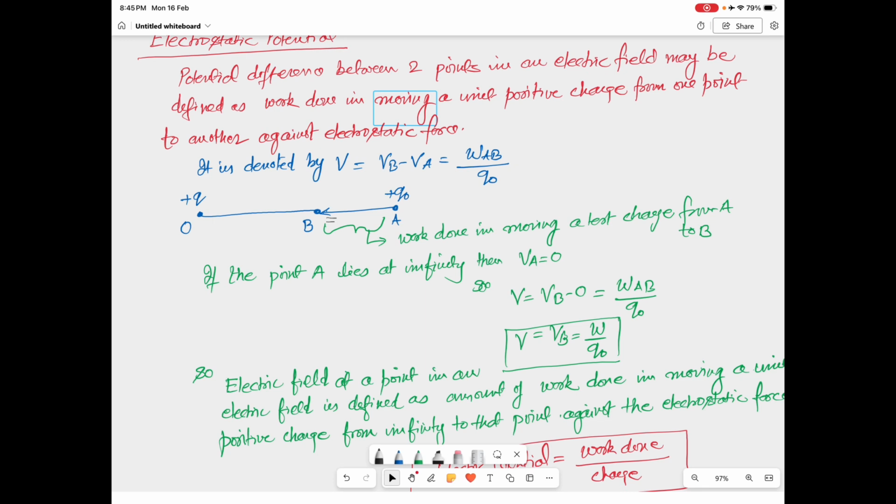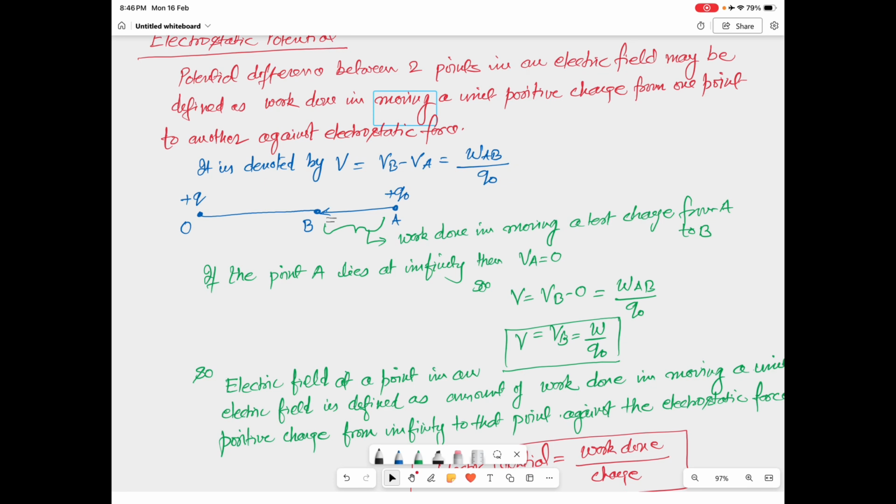We are moving it from A to B, we are bringing it nearer to plus charge Q, whereas the force is acting away from it. So positive work is done by the system. So the potential at point B will definitely be higher than A. Okay, so work has to be done against the force to bring it from point A to B.